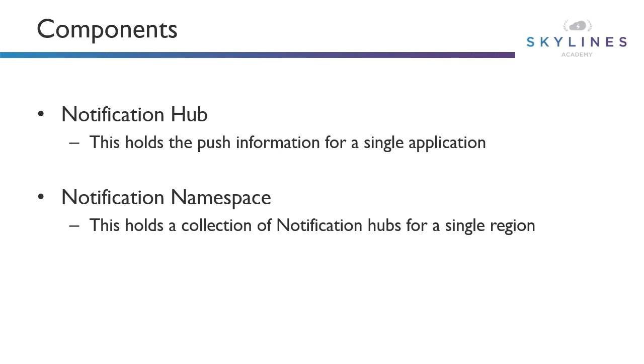It might make a little more sense if we think about we have one application, but we've got a dev, test, a QA, and a production instance of the application. You would then have one namespace for that application with 3 hubs within it, one for each instance of that application.